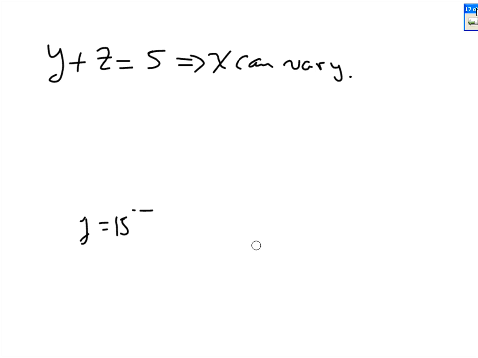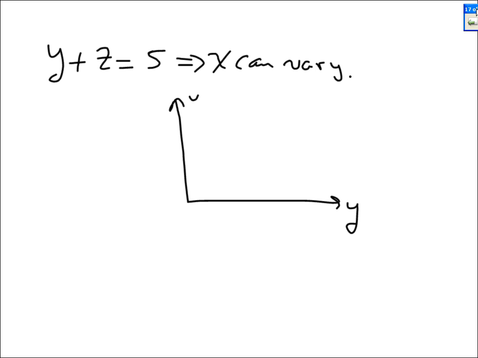Okay, so let's ignore x for a moment. Let's just pretend maybe x is 0. You have that y plus z is 5. So here's the y, and here's the z, and I think I said y plus z is 15. I meant to say 5. Well, if y is 5, but z is 0, you're right there. And if z is 5, and y is 0, hit 5.